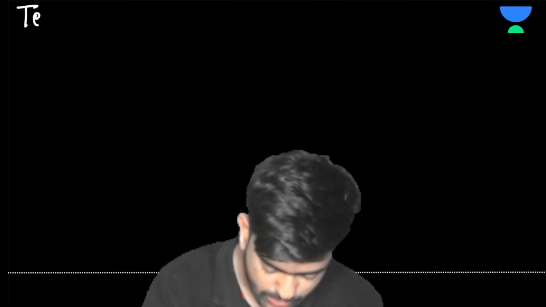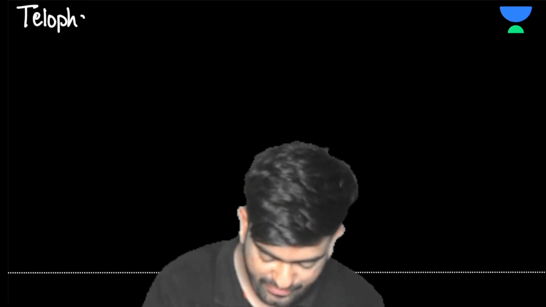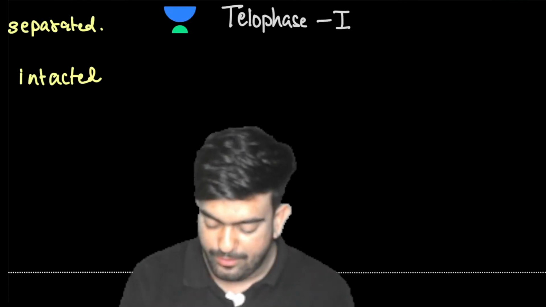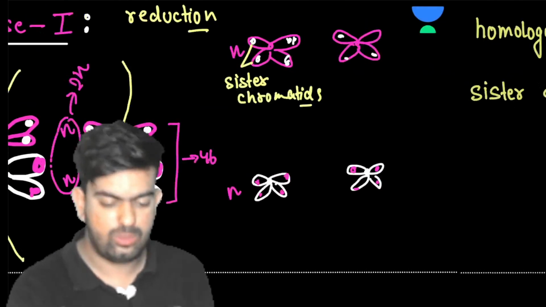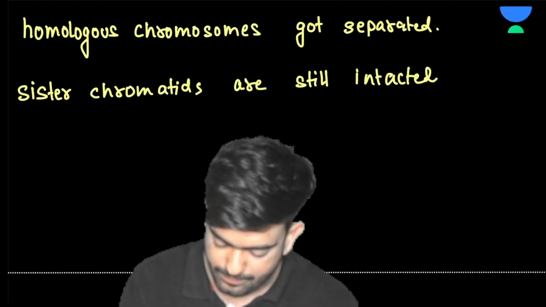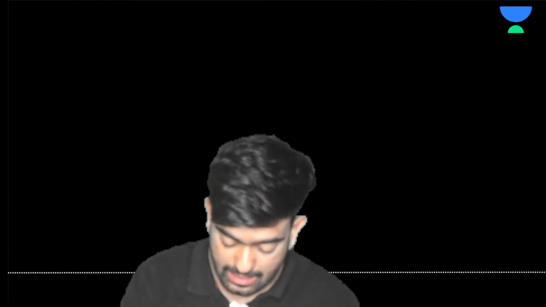After this, the cell is going to go into the telophase stage, which is telophase 1. So in telophase 1, what is going to happen? See, if I draw the whole cell, what's going to happen here? Just give me a second, I'll explain the thing. See here.